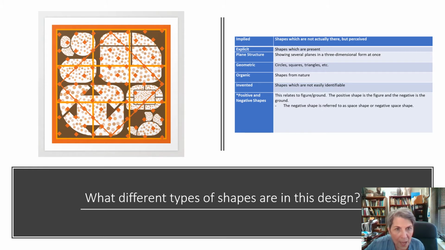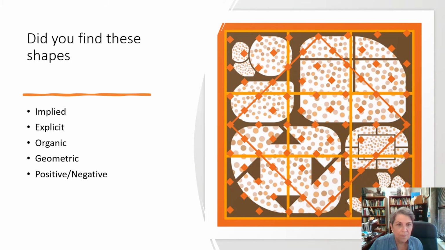But it looks like we have geometric shapes, we have organic shapes, we have certainly positive shapes, we have negative shapes. I think we have negative shapes too. I think this negative space shape here is relevant. Organic, geometric, implied, yeah, all those things.